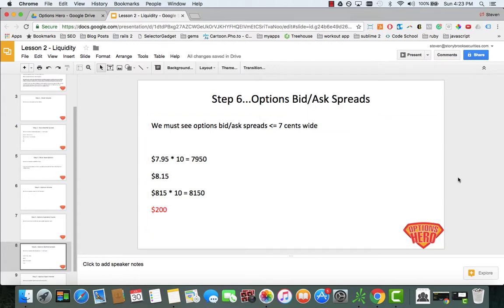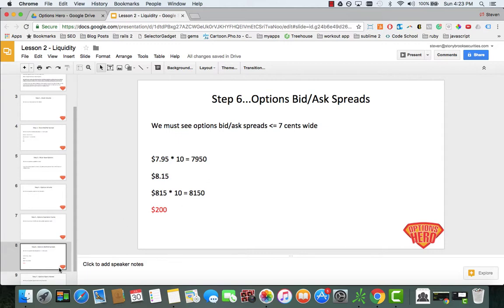Let me ask you a question. Would you ever enter a trade knowingly taking a $200 loss because you wanted it so bad? I've been doing this for over a decade. There aren't opportunities that are so damn good that you've got to be willing to give up 200 bucks just to execute them. This is why step 6, we cannot participate in any options where the bid-ask spreads are not 7 cents or less wide.